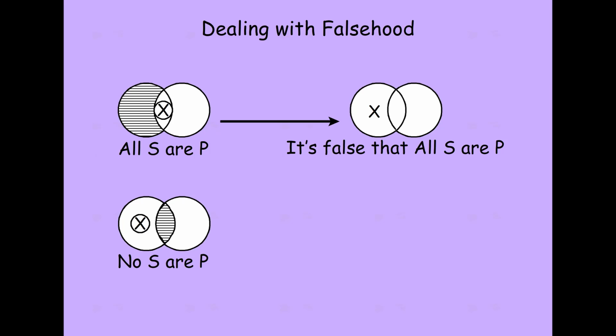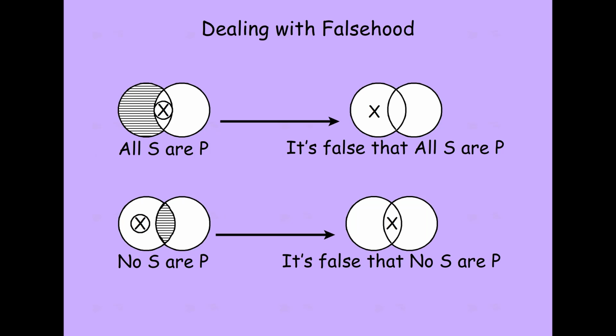But what is my diagram going to look like if my premise says that no S are P is false? Well, I look at my no S are P and I say, okay, to make that universal negative true, the intersection between S and P would have to be empty. So to make it false, I'll just put something in there. So I'll put an X in the intersection, and that's how I get it's false that no S are P. If that's my premise diagram, then S has a member, so I don't have to modify my premise diagram at all.